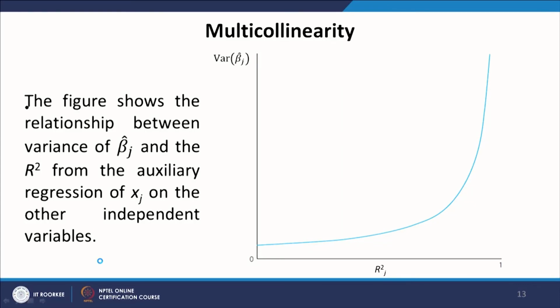So, this figure shows the relationship between the variance of beta j hat and the R square from the auxiliary regression of x j on the other independent variables. As R j squared approaches 1, the variance of beta j hat keeps on increasing. We have not mentioned any specific value because it can be anything, but this shows that R j square approaching 1 increases the variance of beta j hat.